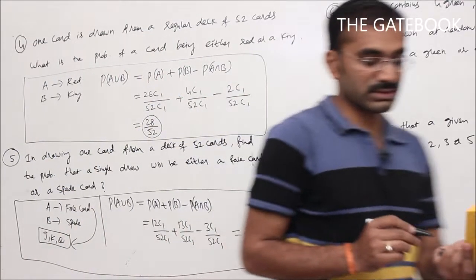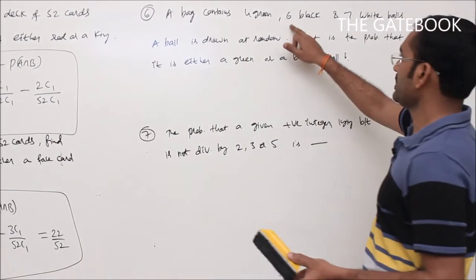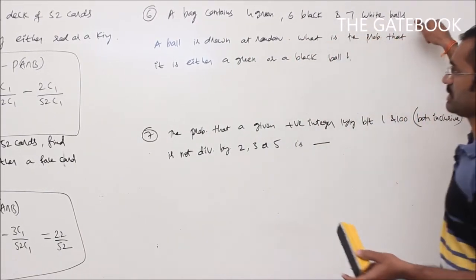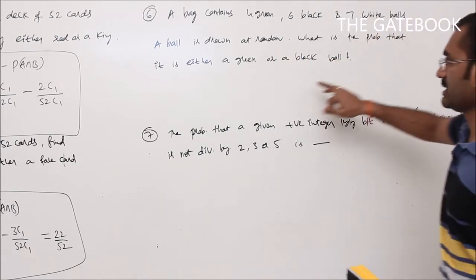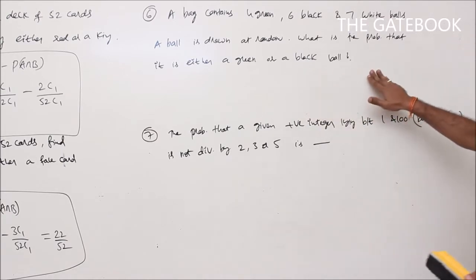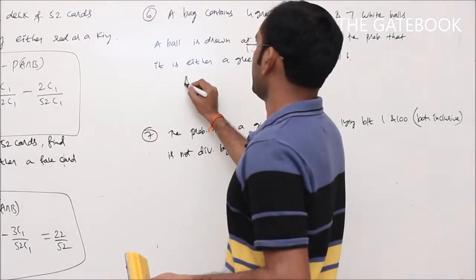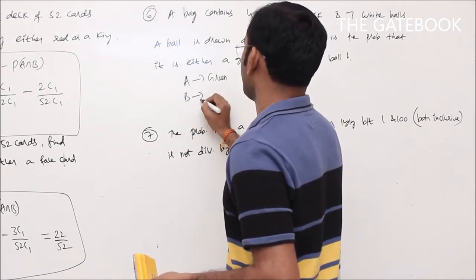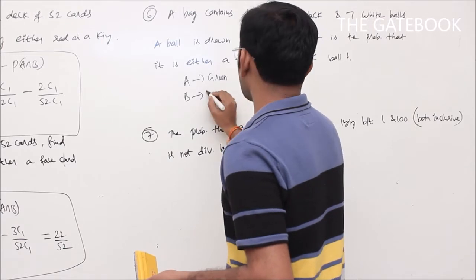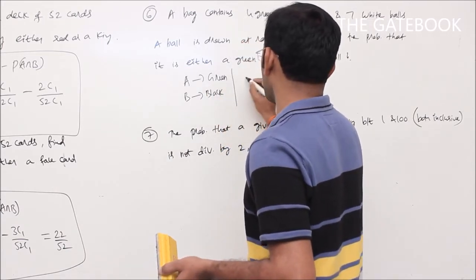Now see the sixth question. A bag contains 4 green, 6 black and 7 white balls. A ball is drawn at random. What is the probability that it is either a green or a black ball? Let A be the event of getting a green ball, and let B be the event of getting a black ball. The required probability, green or black, means we will get the union.